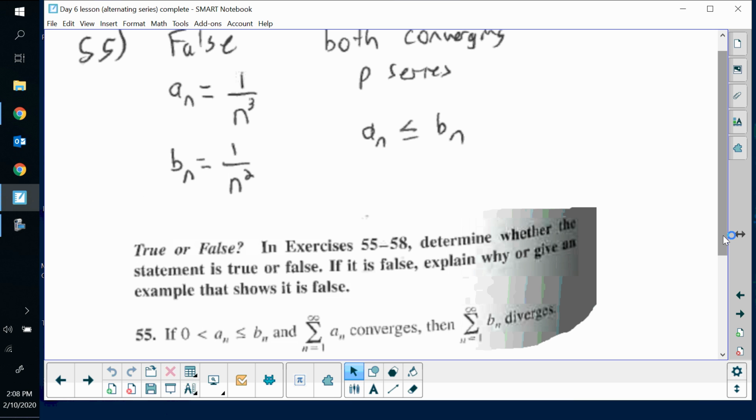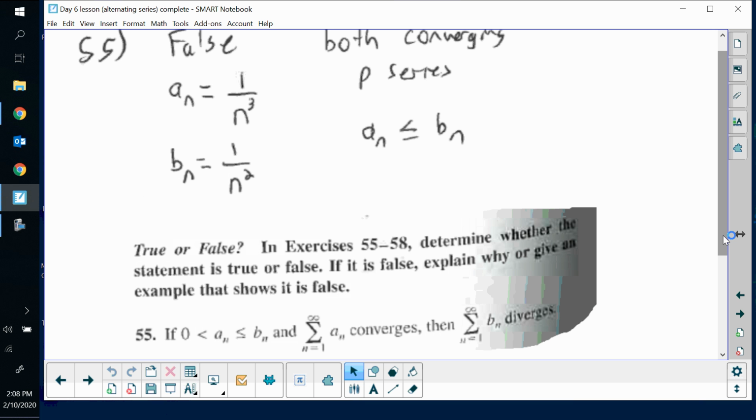Okay, so this one, we have one series that's less than another. If a of n converges, then b of n has to diverge. Well, if, say, we knew the big one converged, then we should be guaranteed that the smaller one converges. That's our direct comparison test. But we basically can't know for certain what the bigger one does if the small one converges. So in reality, it could do either. So that's why this if-then statement has to be false.